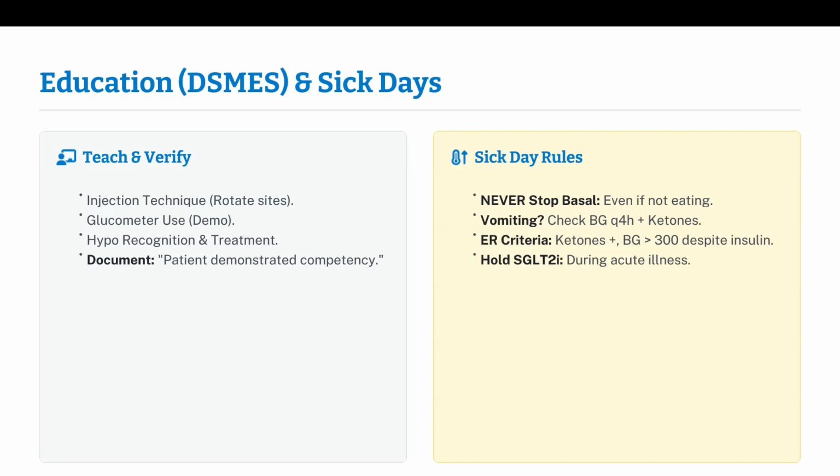So, sick day rules: always ensure to never stop or skip the basal insulin, even if not eating. If the basal is skipped on some days, it may cause hyperglycemia and may even lead to DKA or HHS. If there is vomiting, check the blood glucose every 4 hours and also check ketones. When the patient is in the ER, check ketones and blood glucose if more than 300 despite insulin. Ensure to hold SGLT2 inhibitors during acute illnesses.